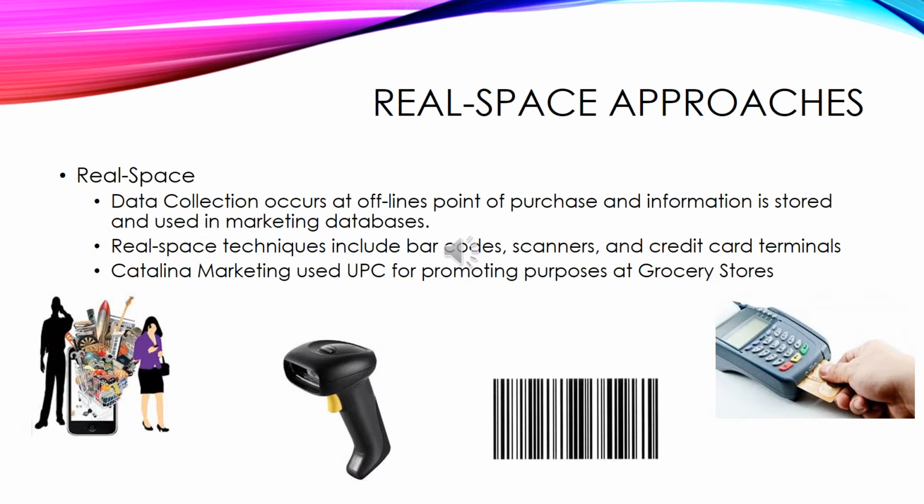Next we have RealSpace. RealSpace primary data collection refers to technology-enabled approach to gather information offline that is subsequently stored and used in marketing databases. Data collection occurs at offline points of purchase and information is stored and used in marketing databases. RealSpace techniques include barcodes, scanners, and credit card terminals. Catalina Marketing uses UPS for promoting purposes at grocery stores.